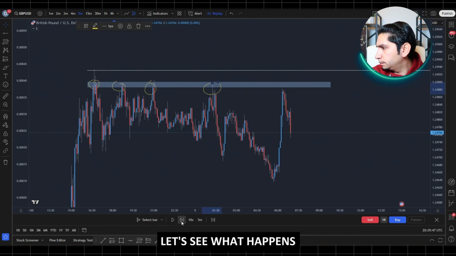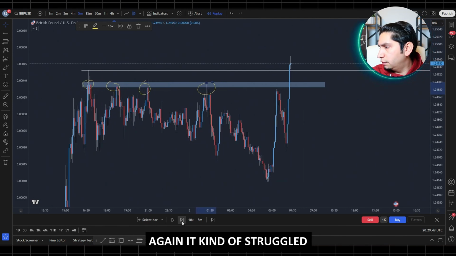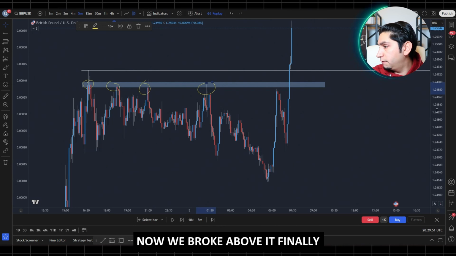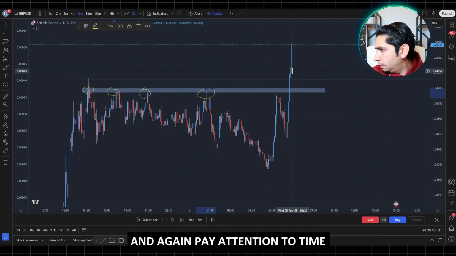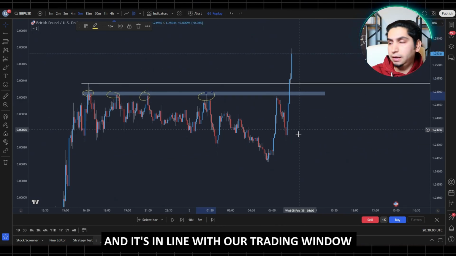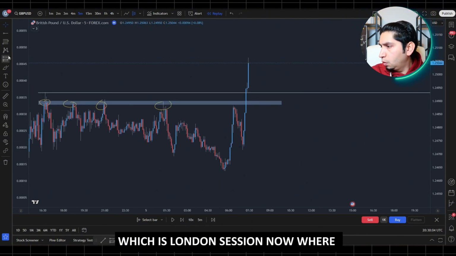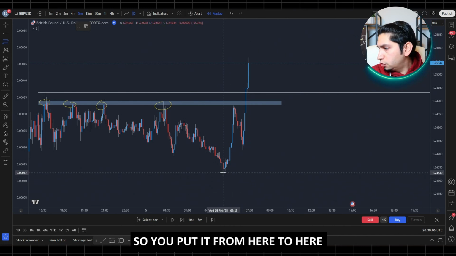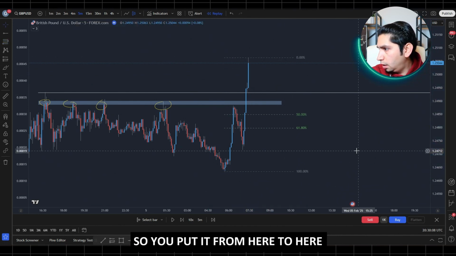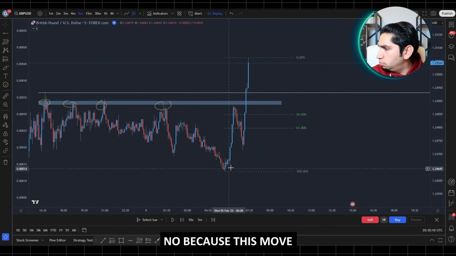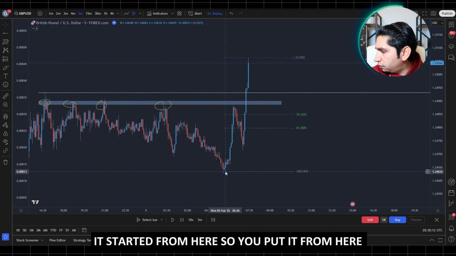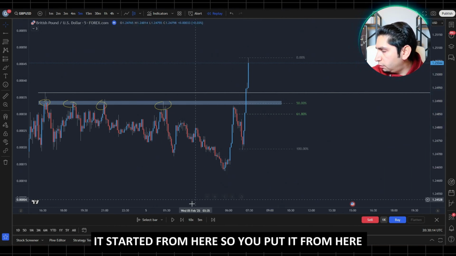Let's see what happens. Again, it kind of struggled. Now we broke above it finally. And again, pay attention to time. It's in line with our trading window, which is London session. Now, where do you put your fib? So you put it from here to here? No, because this move didn't start from here. It started from here. So you put it from here.